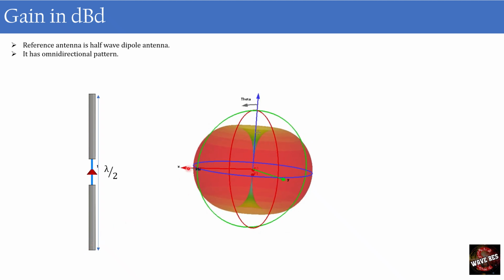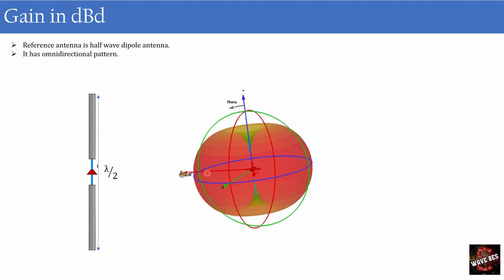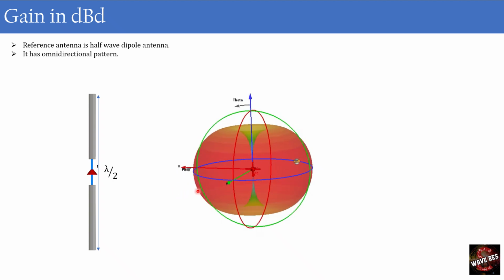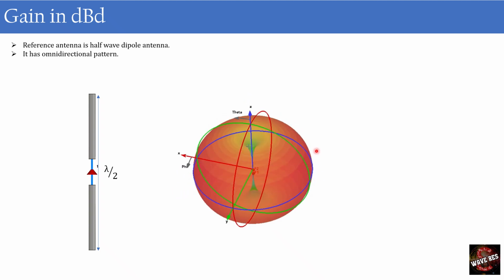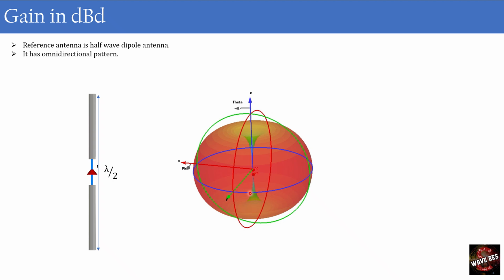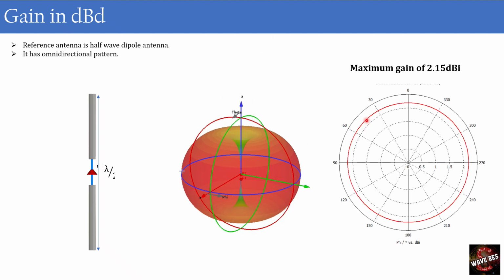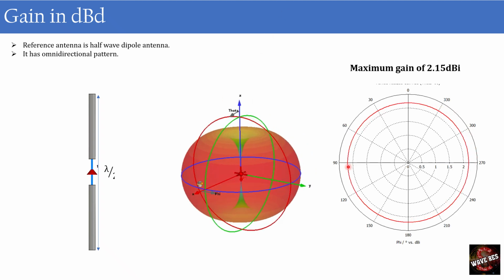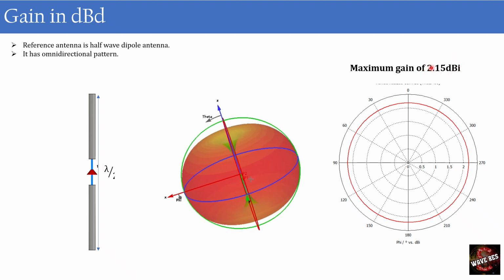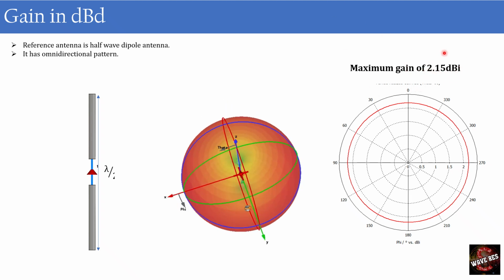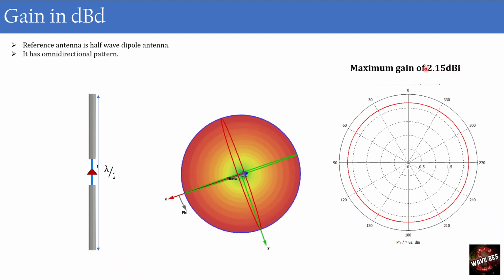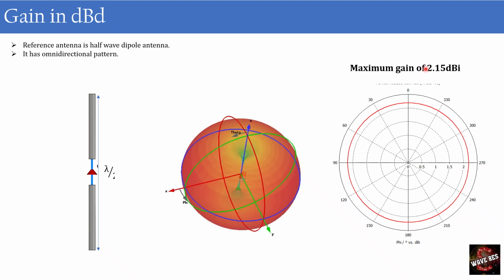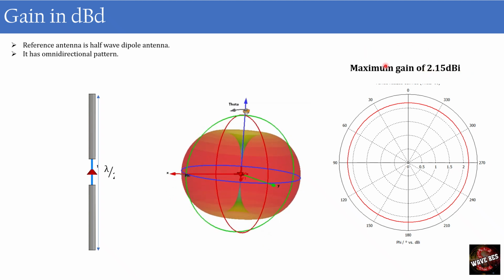When we have to specify the gain of a directional antenna with respect to the dipole antenna, we will be considering this plane where the radiation is maximum. So we will be considering this blue circle plane where the gain is maximum. Along that plane, it has a gain of 2.15 dBi. So this value we are going to consider while calculating the gain of other directional antennas. So this will be our reference.